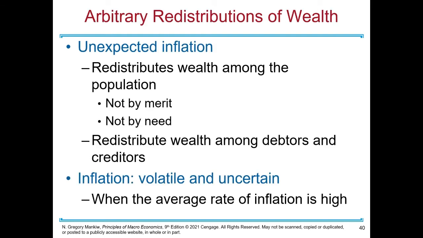Next, we're going to talk about a special cost of inflation. It's an arbitrary redistribution of wealth. It has to do with unexpected inflation. This is the most important thing. Think about debtors and creditors. It's going to redistribute the wealth between creditors and debtors arbitrarily, depending on whether it's inflation or deflation or how much inflation it is. It's not through merit or by need. One wins out and the other loses.